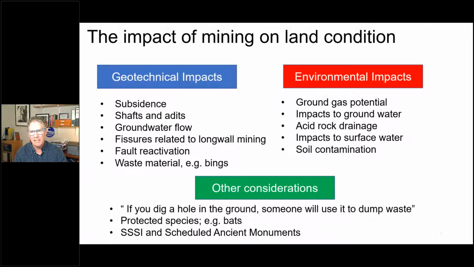Jumping on to the environmental impacts, ground gas potential. I'm not really going to say very much about that because it's been covered in some other presentations, but I will talk about some of the impacts to groundwater, acid rock drainage, and impacts to surface water related primarily to metals mining.